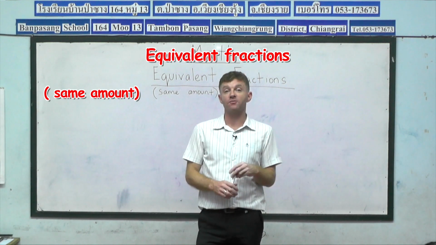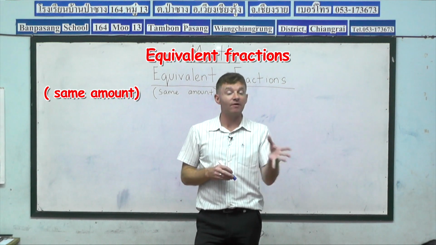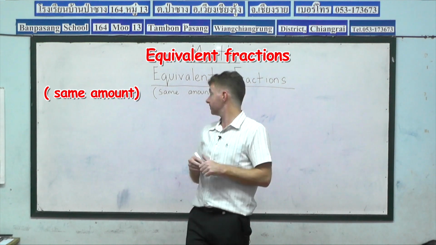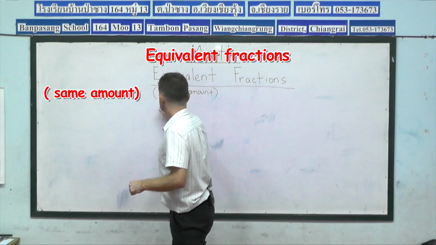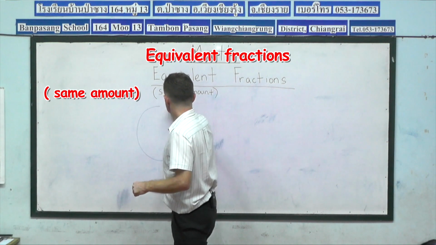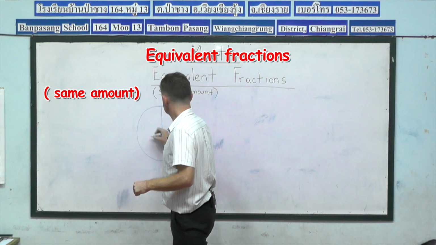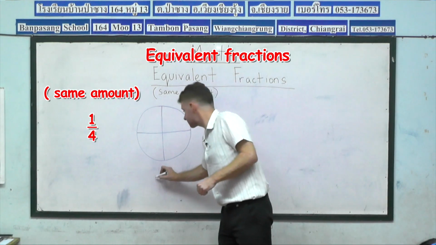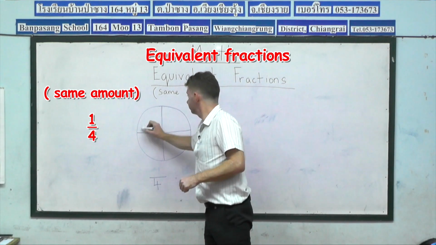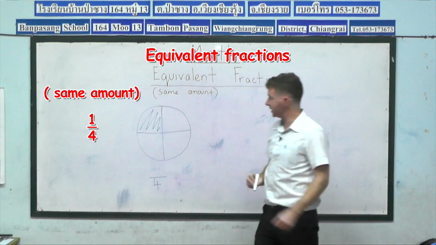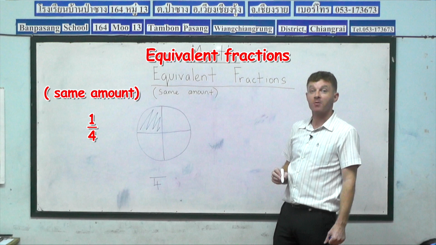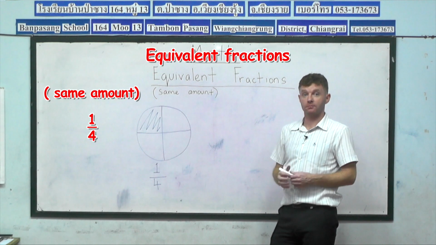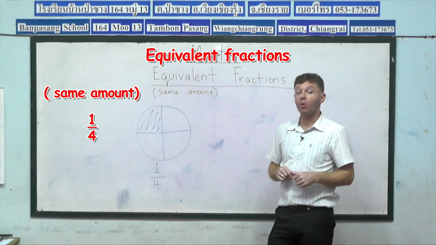So the first thing I need to do is draw a fraction on the board, then invite a student to come forward and draw the equivalent fraction with a different amount or the same amount. How many parts do we have, guys? 4 parts. And how many are coloured? 1. So we call this fraction 1 over 4, or 1/4.